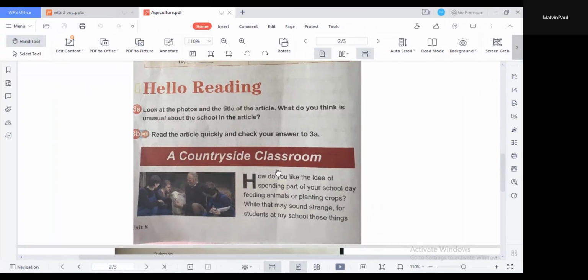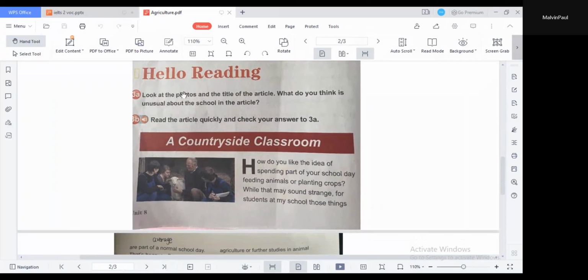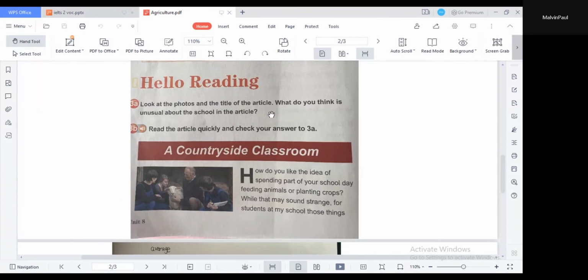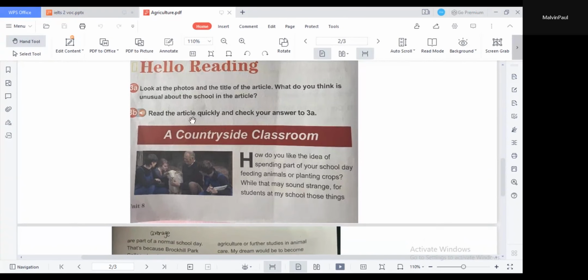Let's continue. Now we have the reading. We have to look at the photo and the title of the article. What do you think is unusual about the school in the article? The title of the article is called A Countryside Classroom, and here is the picture. So what is unusual about it?